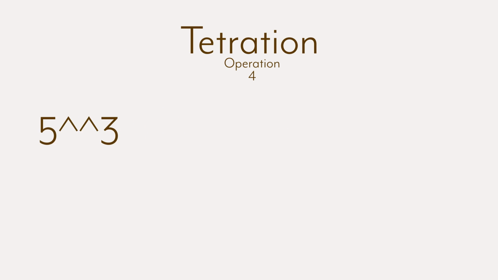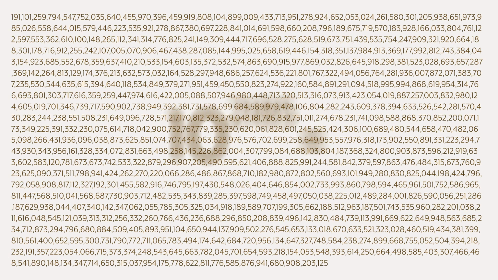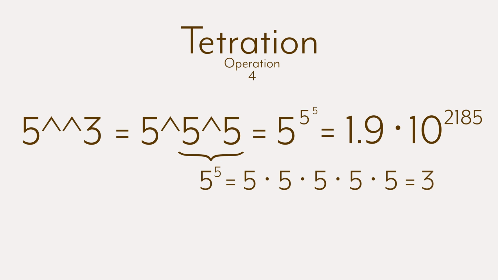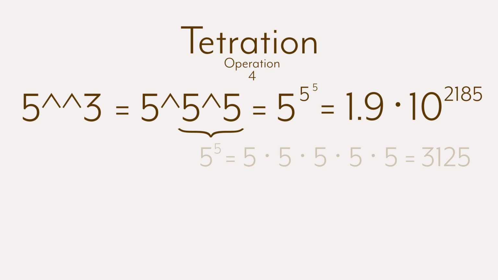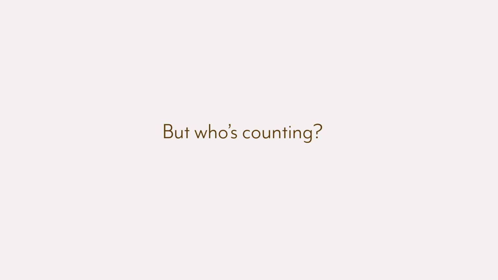Let's use the numbers from before. 5 to the superpower of 3 would be 5 to the 5th to the 5th, which is 1.9 times 10 to the 2185. Yikes. To see where that number comes from, we evaluate from right to left. That means you start with 5 to the 5th, which is 3,125, and then you go one further and have 5 to the 3,125, which means multiply 5 times itself 3,000 times. Actually, 3,125 times, but who's counting? At least my computer could calculate that.